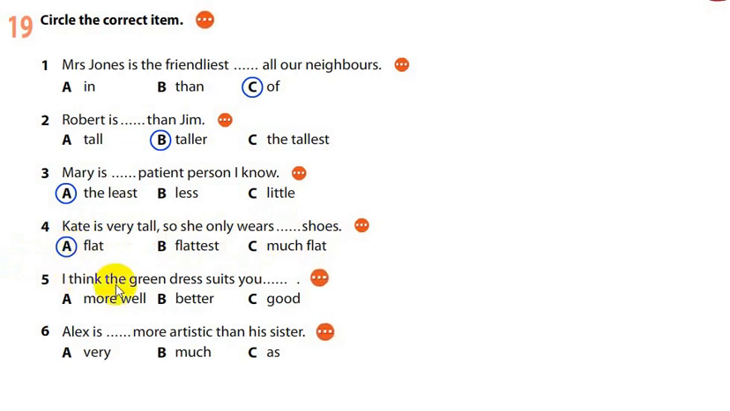I think the green dress suits you better than others. Yes, Alex is much more artistic than his sister. Much more is what we must remember.